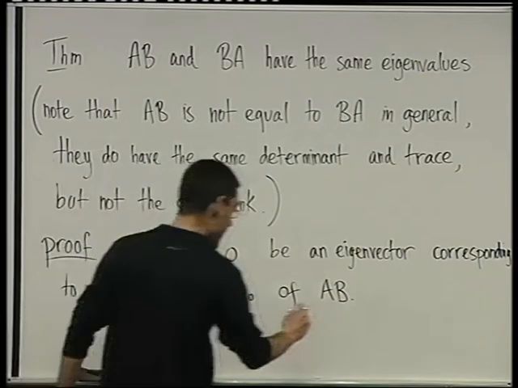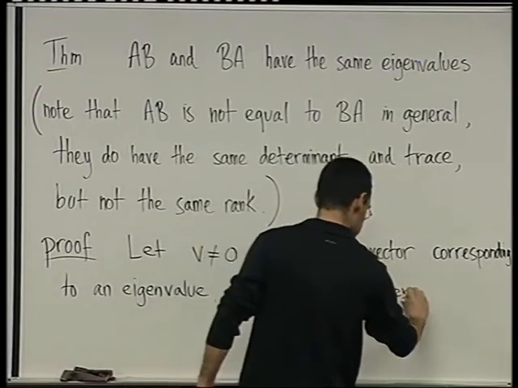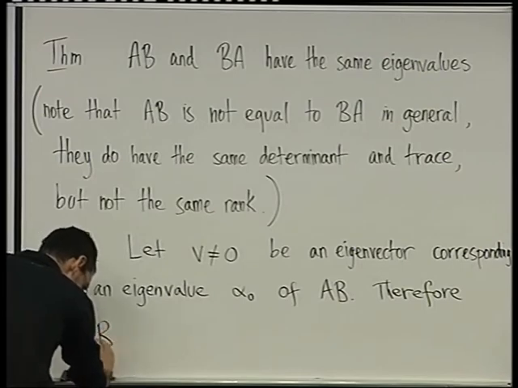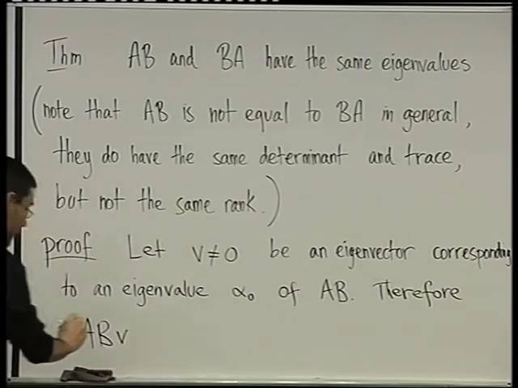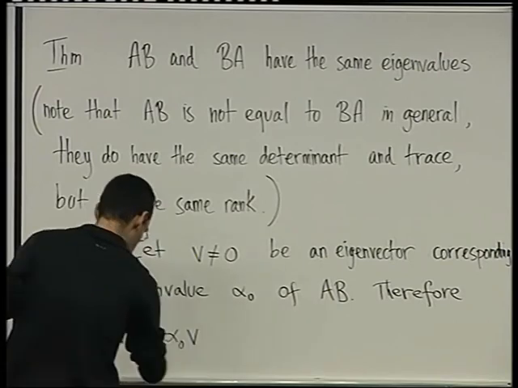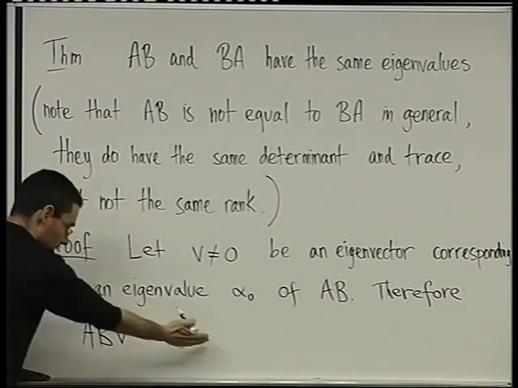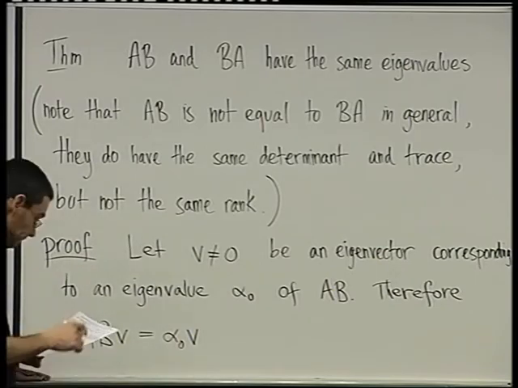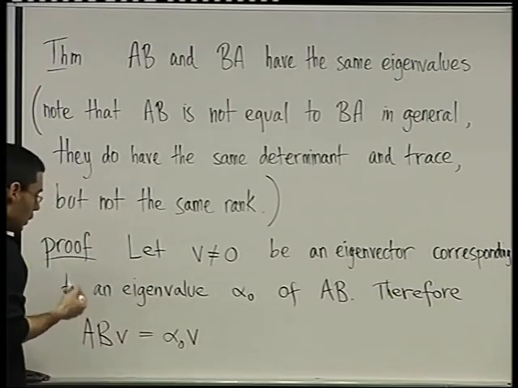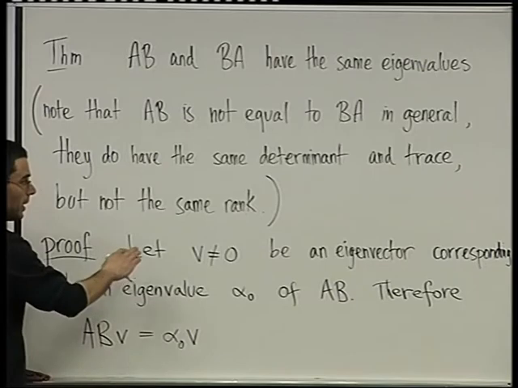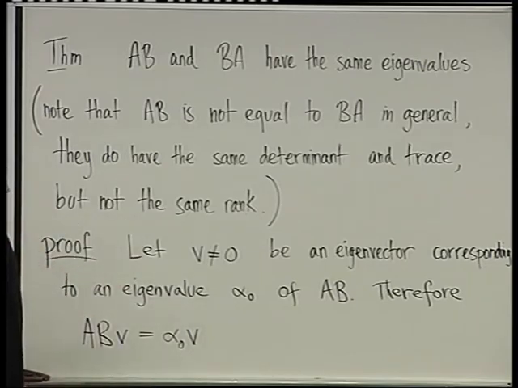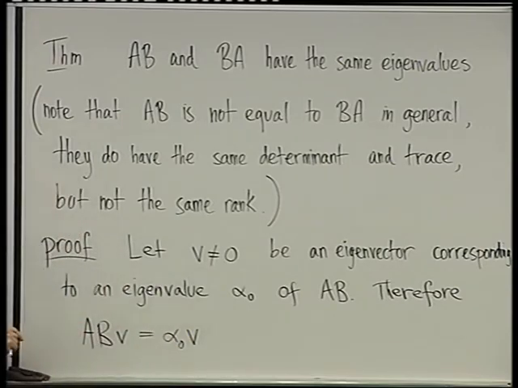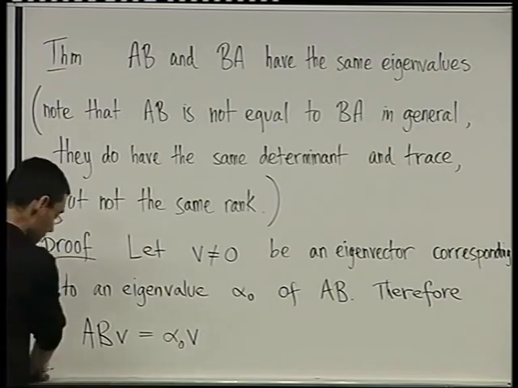So what I get, therefore, what does it mean? It means that if we take AB times V, we get alpha 0 times V. That's what it means to be an eigenvector and an eigenvalue. Do you agree? Good, everybody? Okay. Now, what are we looking for? We're looking for some W. It's not necessarily going to be V. Some W such that BA times W is alpha 0 W. Right? So let's write that.